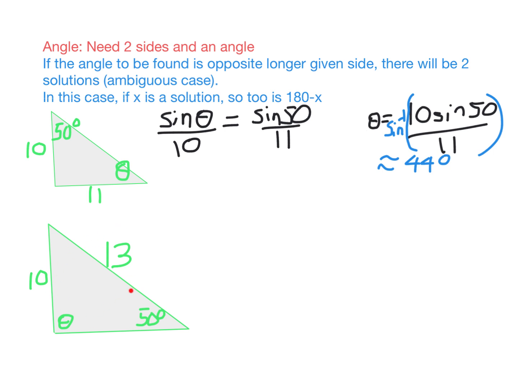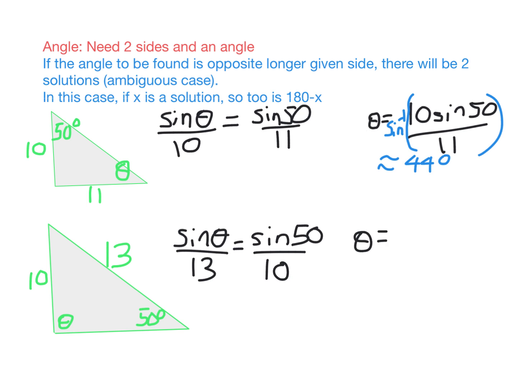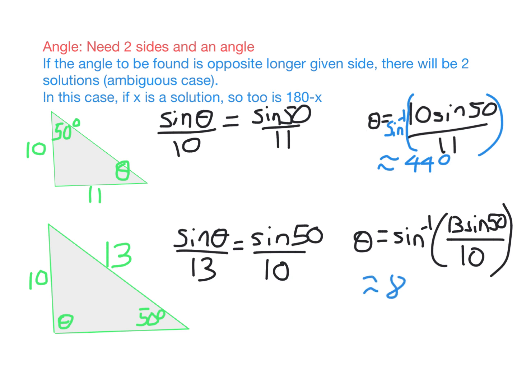So let's look more closely at this triangle. The way I'd find theta is the same. I'd still have sine theta over its opposite side equals sine 50 over 10. So again, I'd want to multiply each side by 13 and take the sine inverse. So here I'd get sine inverse of 13 sine 50 over 10 and put that on our calculator. So putting that on the calculator, we get about 85 degrees, but it turns out there's another possibility for theta.